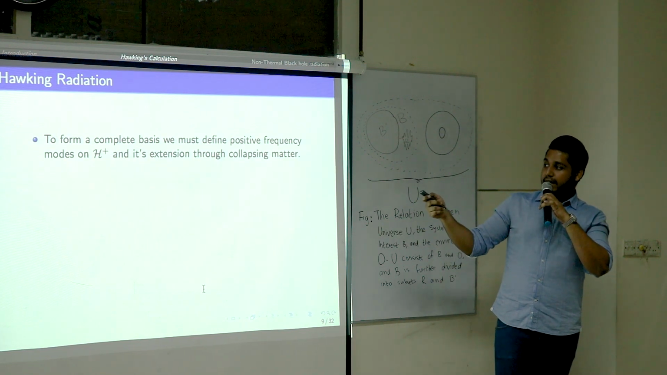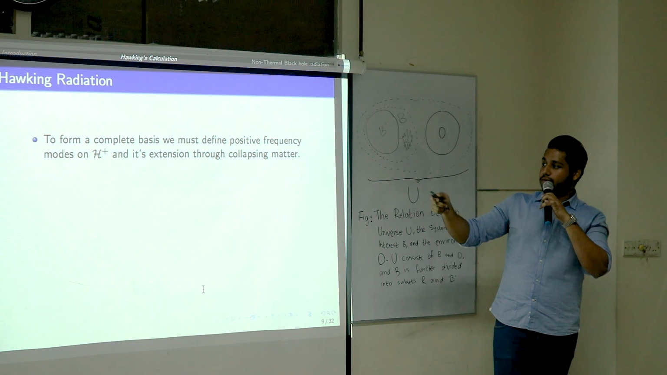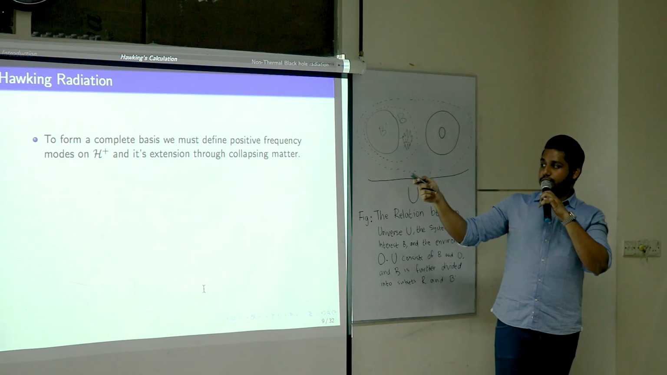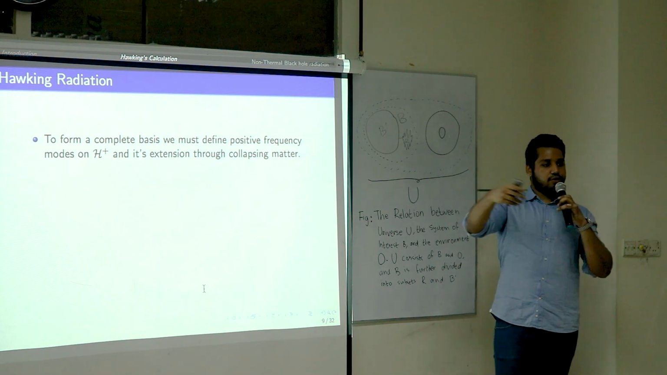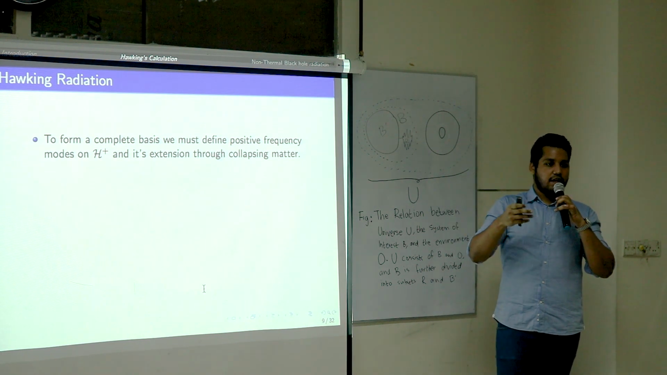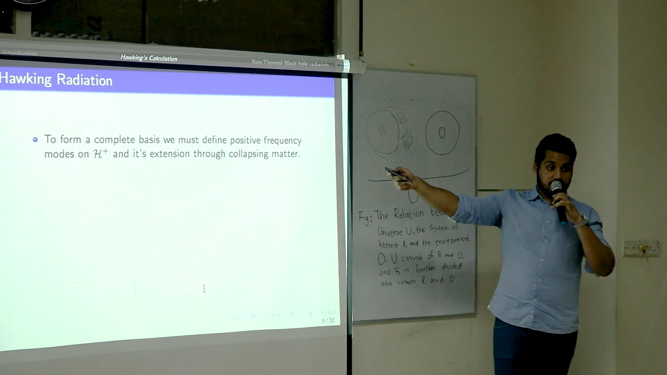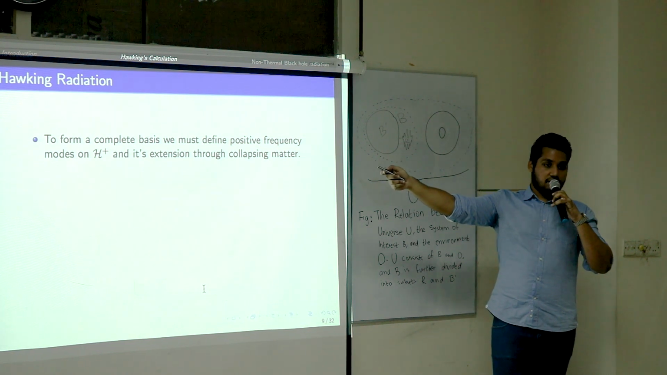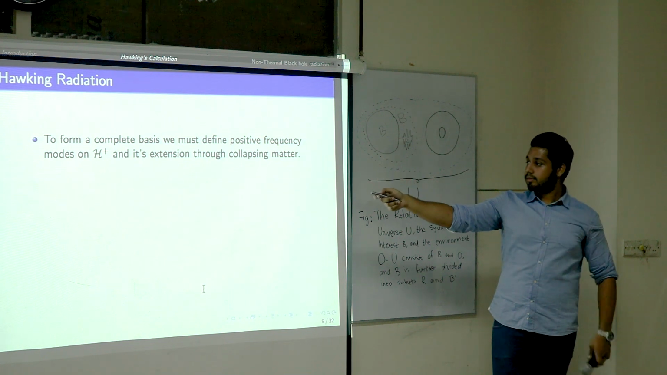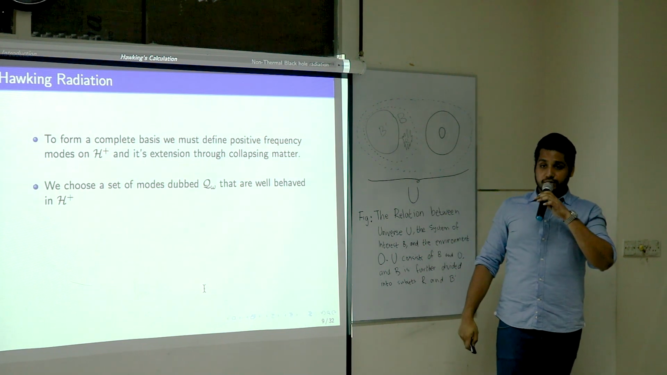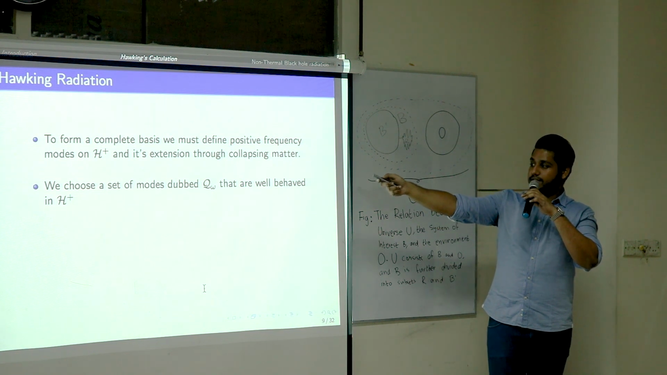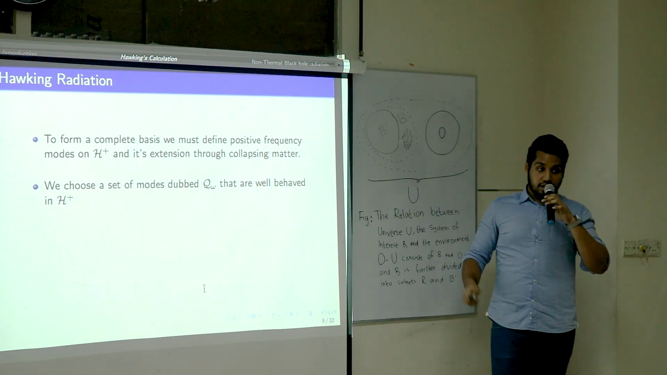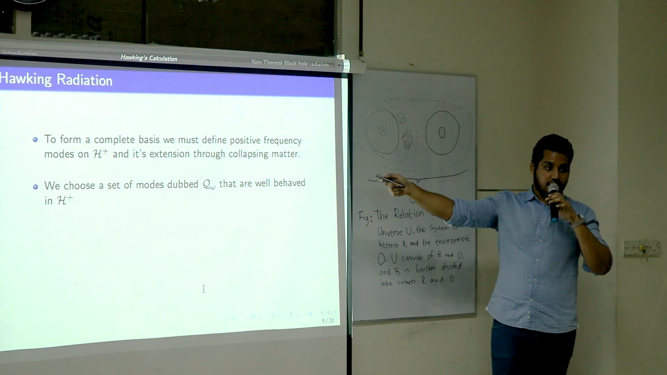To form a complete basis, we must define positive frequency modes on H plus and its extension to the collapsing matter. Previously, we chose spacetime where at past null infinity and future null infinity, the spacetime is basically flat, but at H plus, which is near the horizon, it's not flat. We have to take curvature into account. We choose a specific set of q modes, the q_omega, that are well behaved near the horizon.